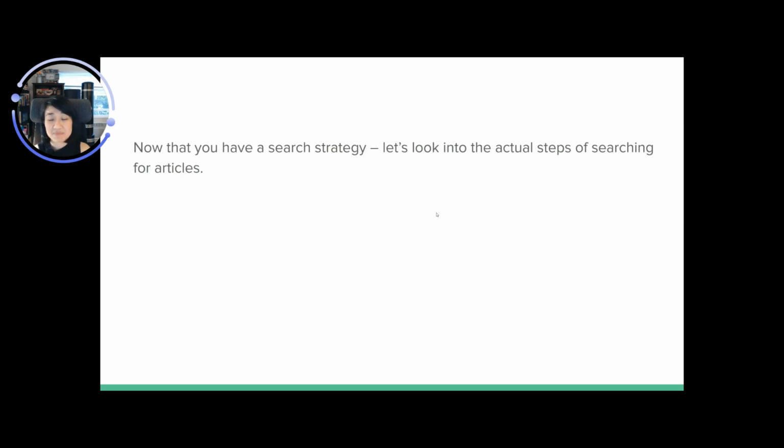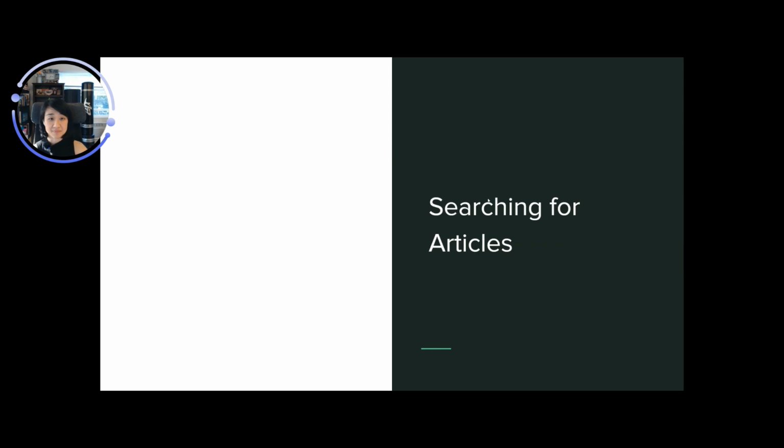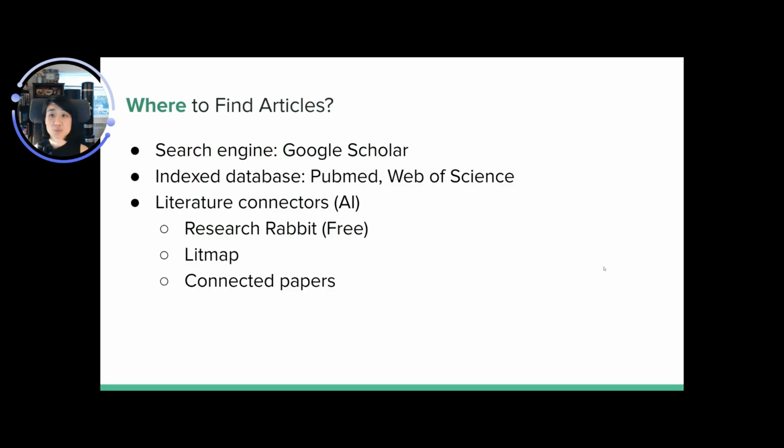Now that you have a search strategy, let's look into the actual steps of searching for articles. When we search for articles, the first question is where do you find them? The traditional one, we have to think about a few layers. First is a search engine. Google Scholar is a search engine, specifically for scholarly articles.